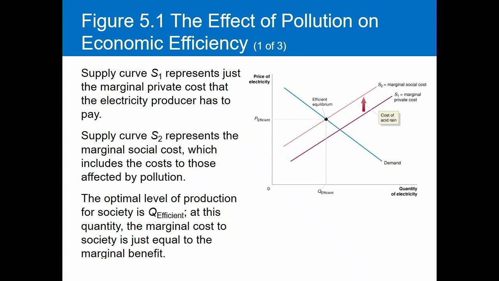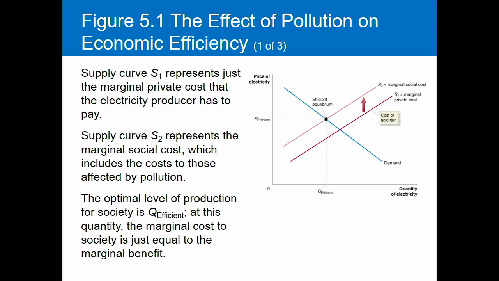So here we have a market for electricity. We have the demand curve right here, which the consumers are willing and able to purchase. Then we have the supply curve S1 here. This is the marginal private cost, the cost curve that the producer of electricity is facing, with all the things like the fuel they burn, the equipment, the factories, the labor. S2, this curve up here, is the marginal social cost.